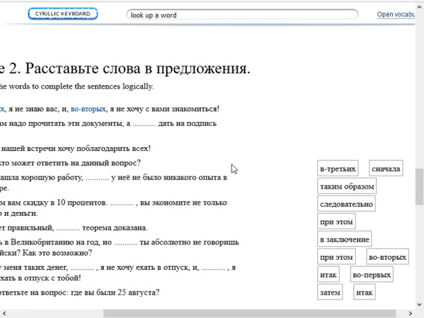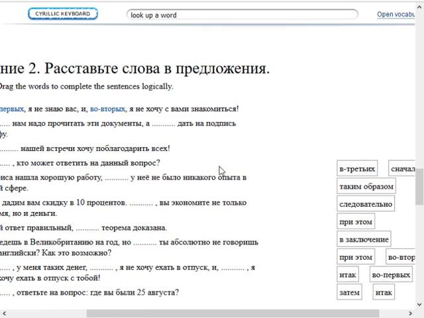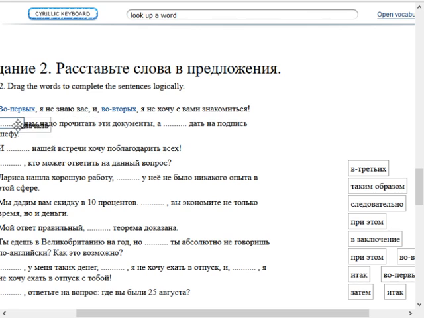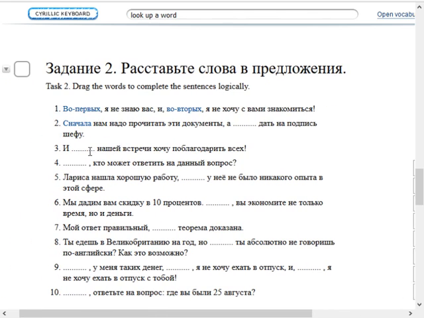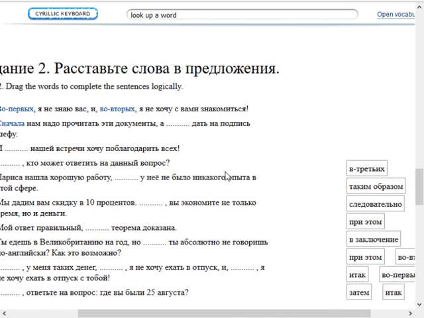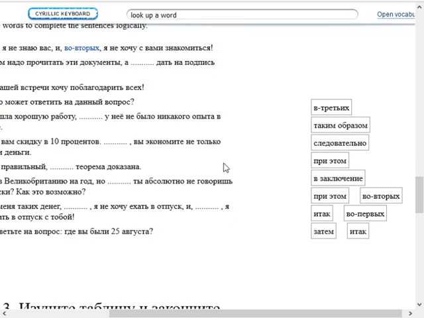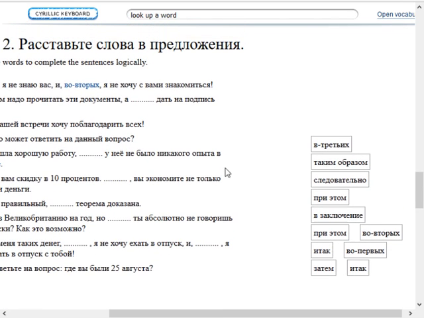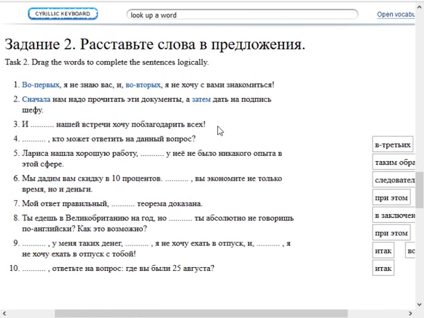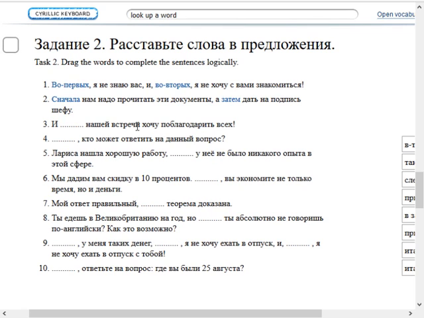Basically, I guess here the first word is сначала. So, first, at the beginning, we need to read the documents. And after that, what's a word here meaning after that? Well, it was затем, right? Yeah, затем. After that, we give them to the boss to sign.